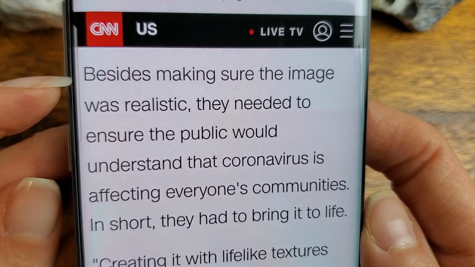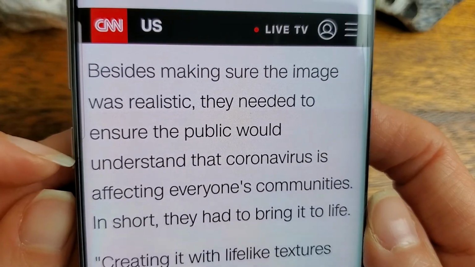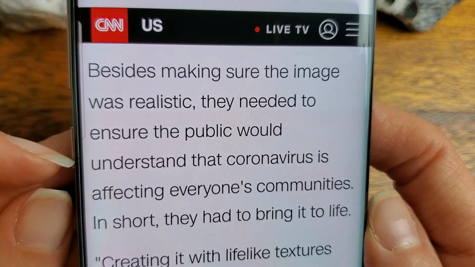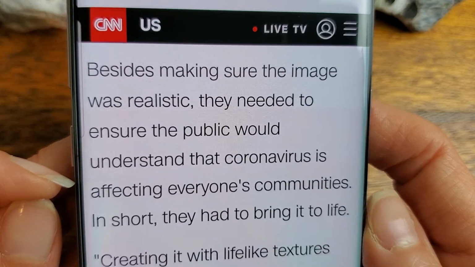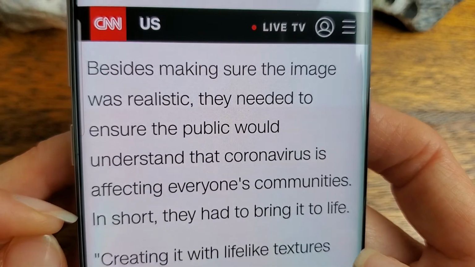Besides making sure the image was realistic, they needed to ensure the public would understand that coronavirus is affecting everyone's communities. In short, they had to bring it to life.